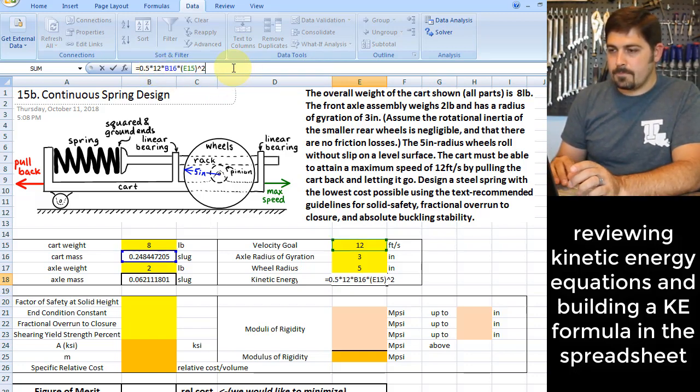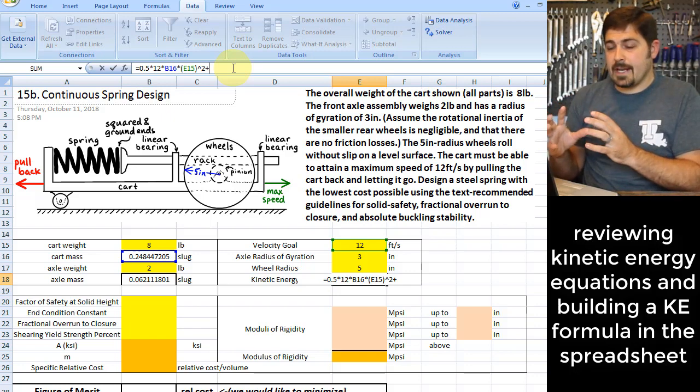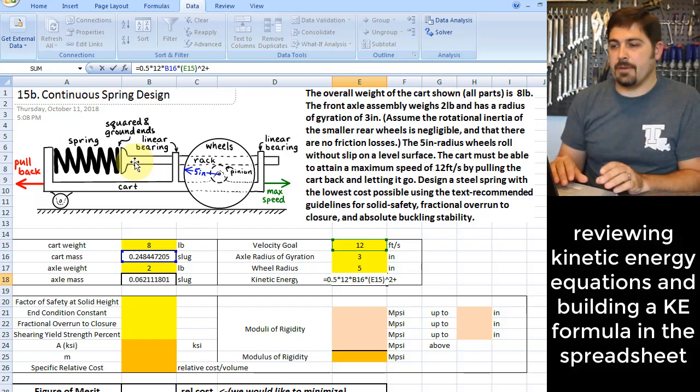Okay, so that first term I have there now accounts for the translational kinetic energy. And we're going to ignore any rotational kinetic energy that we would have on these wheels. We're also going to ignore that there might be moving parts here that might not all have exactly the same speed. We're just going to say close enough, we're going to count all of it as having a speed of 12 feet per second. All right.